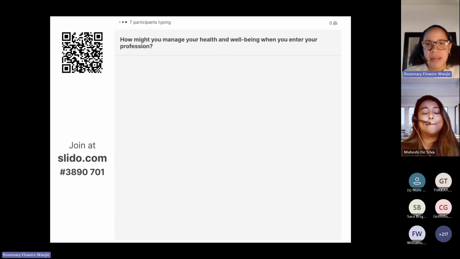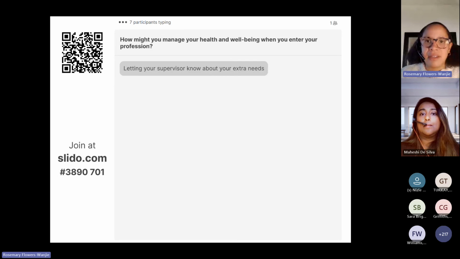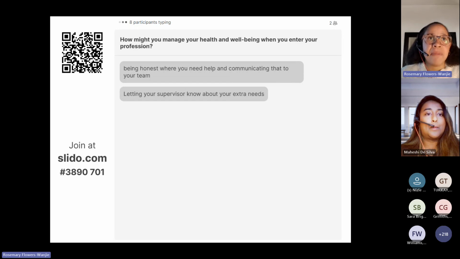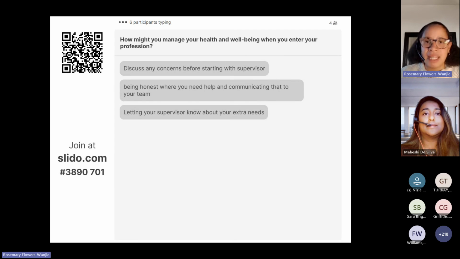So I think what's important about this standard is to remember this is where we talk about stopping practicing, that is specifically where adjustments are not possible. So again, you can use these standards as an advocating tool to request adjustments, request reasonable adjustments in your workplace and things like that as well. And I think this is exactly where some of the comments that are already coming in are saying, so you've got someone saying letting your supervisor know about your extra needs, being honest where you need help and communicating that to your team.